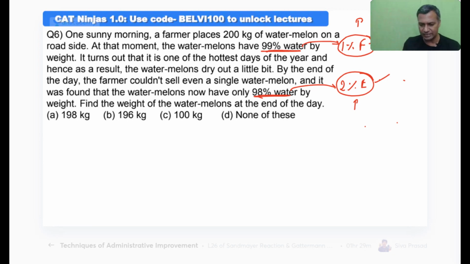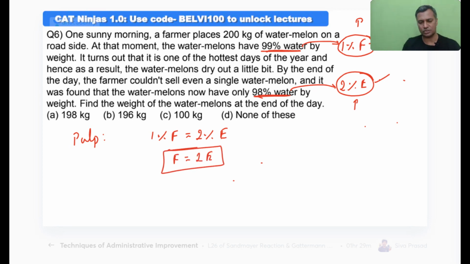Therefore, immediately after reading this question, you understand that 1% of fresh is the pulp, and you are equating the pulp component. So 1% of pulp in fresh watermelon is equal to 2% of the pulp in the exposed watermelon. Therefore, F is equal to 2 times E. This is all the author wanted to tell you. The person started with 200 of fresh watermelon. 200 is equal to 2 times E. Therefore, E is equal to 100.